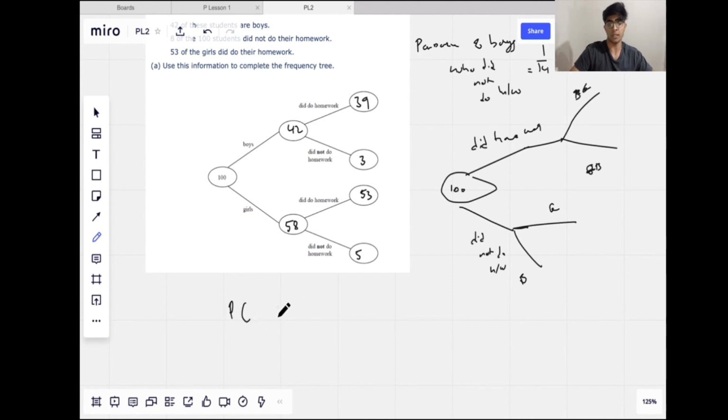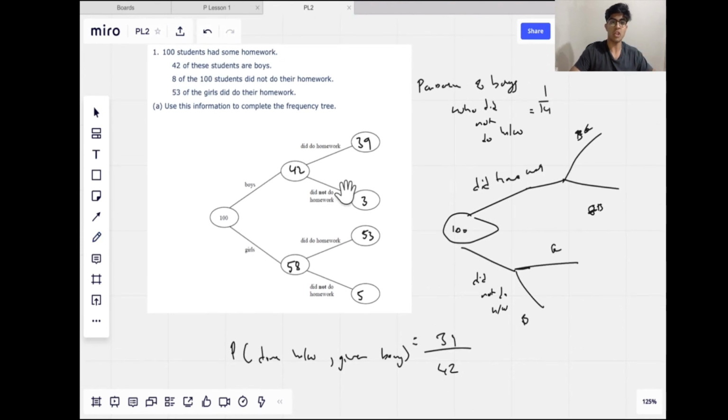So what's the probability they've done their homework, provided they're a boy? So P(done homework | boy). Well, there's 42 boys, and how many of them have done their homework? Well, 39. So this is what we think our probability might be. Frequency trees are useful insofar as they can help you think about the probability of picking someone randomly from that sample, because it's 100 students that we're thinking about, that's a sample.